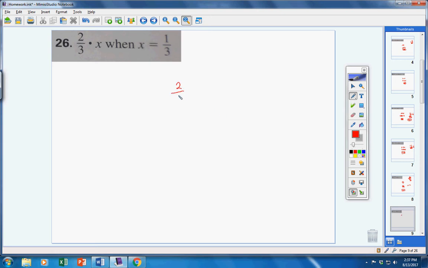2/3 times x is your variable expression, or your algebraic expression. So I have 2/3 times, put a parentheses, 1/3. Well, remember, whenever you're multiplying fractions, you multiply top times top, so 2 times 1 is 2. And you multiply bottom times bottom, 3 times 3 is 9. Your answer is 2/9.